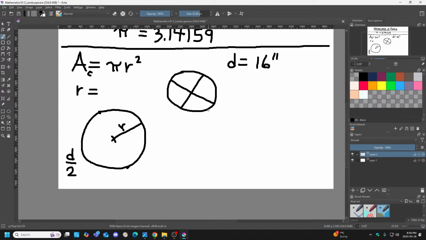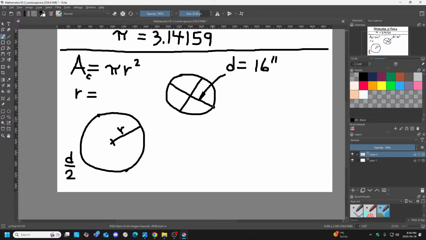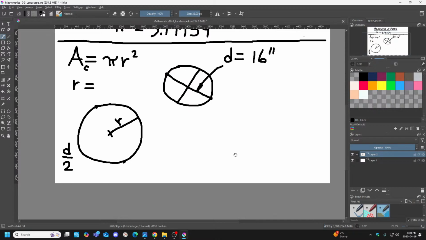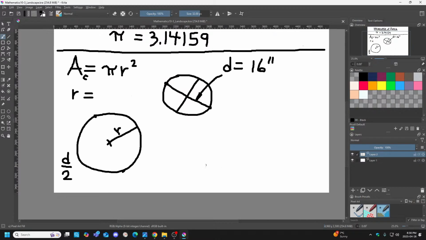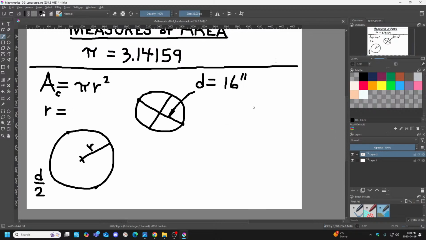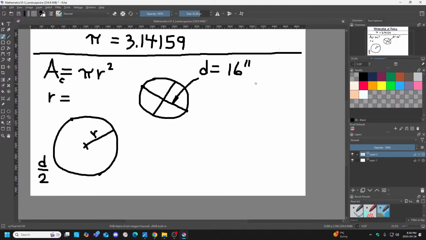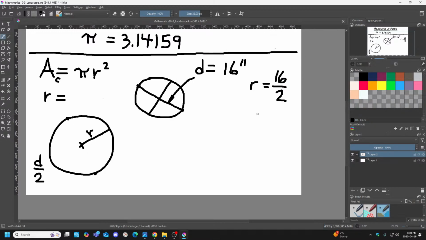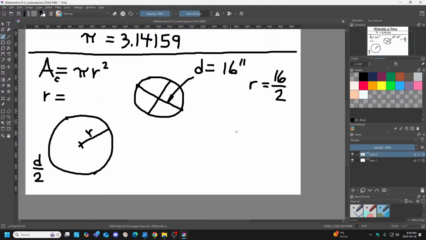So it's half the diameter, right? This is d. I could just draw an arrow, and that's d, the distance from there all the way to there. You got that, right? So we have to essentially determine r. And r is going to be equal to 16 divided by 2, which we know is 8. So let's continue. We're going to substitute now.